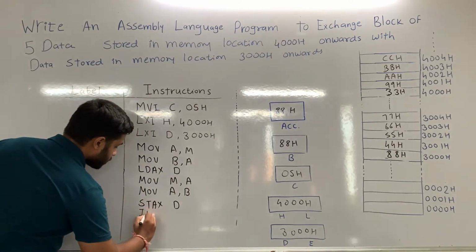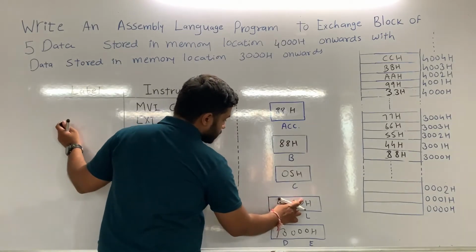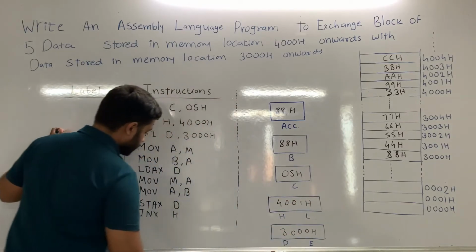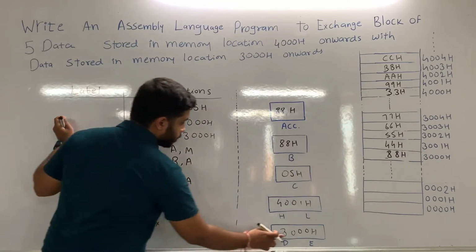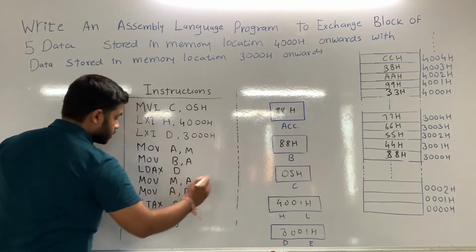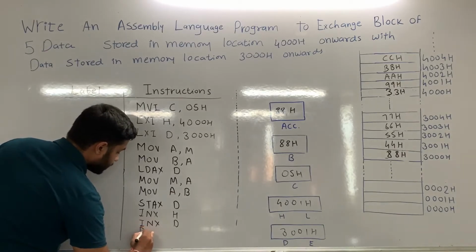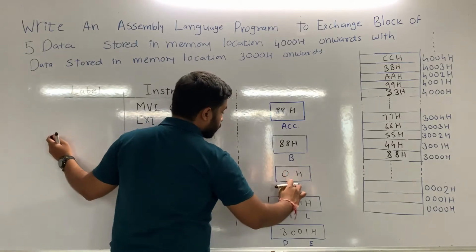So we will use the instruction INX H. So the value of the HL will be incremented by 1. Then INX D. So DE will be incremented by 1. And the value of the register C will be decremented, DCR C. So it will become 4.